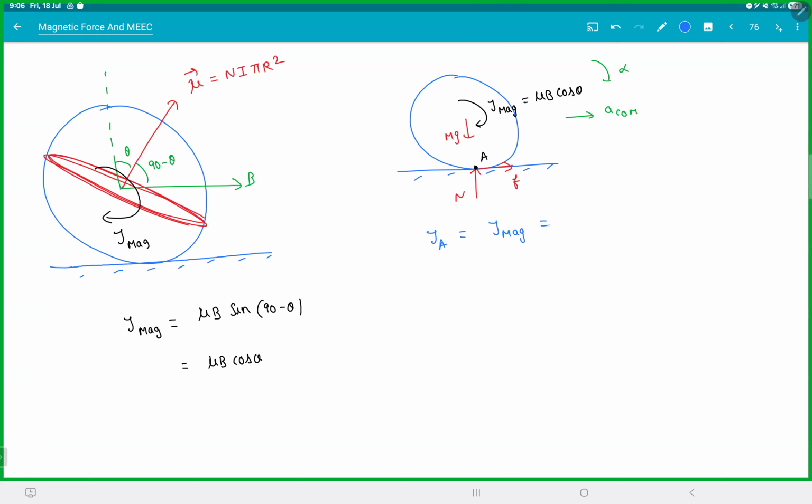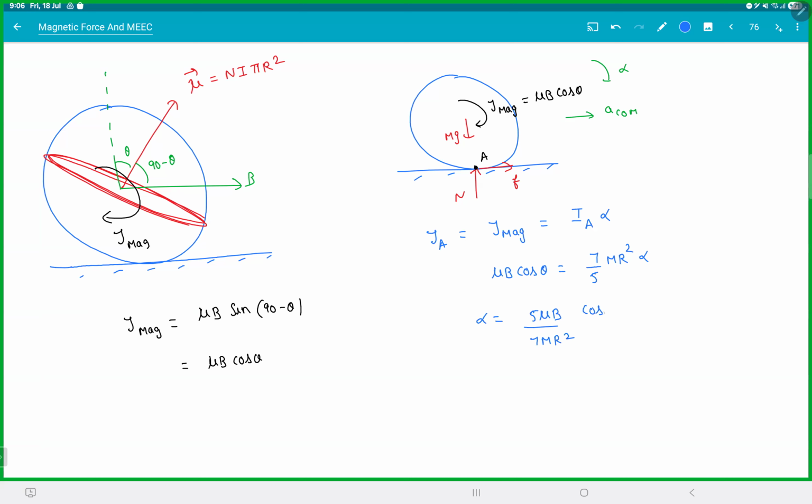The moment of inertia about A times alpha will be mu B cos theta. Moment of inertia will be 7 by 5 m r square, times alpha. So alpha will be 5 mu B by 7 m r square cos theta.